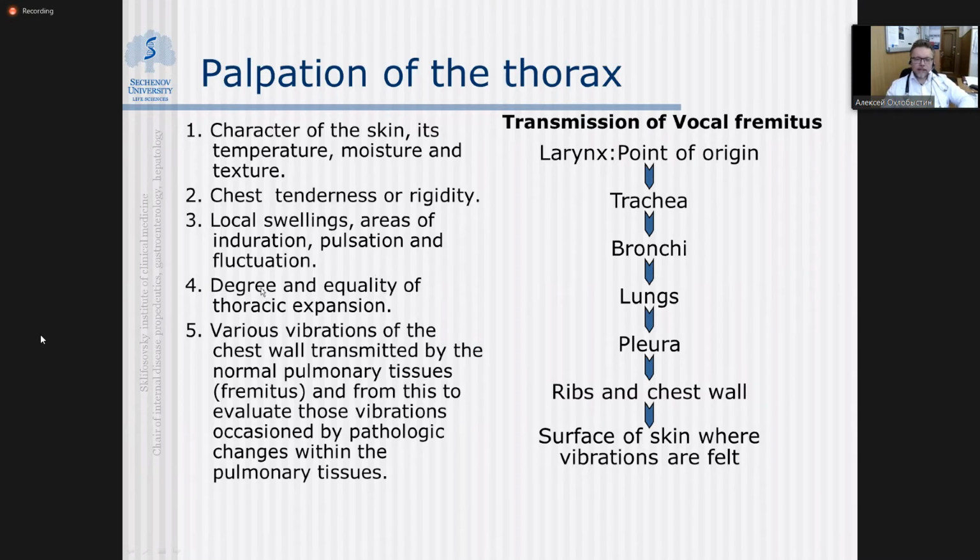You need to assess the degree and quality of chest expansion. Ask the patient to breathe in, breathe out, and measure chest circumference, with the measuring tape helping you in the evaluation. And maybe one of the most important features will be to assess the conduction of chest vibration. That will be the vocal fremitus.